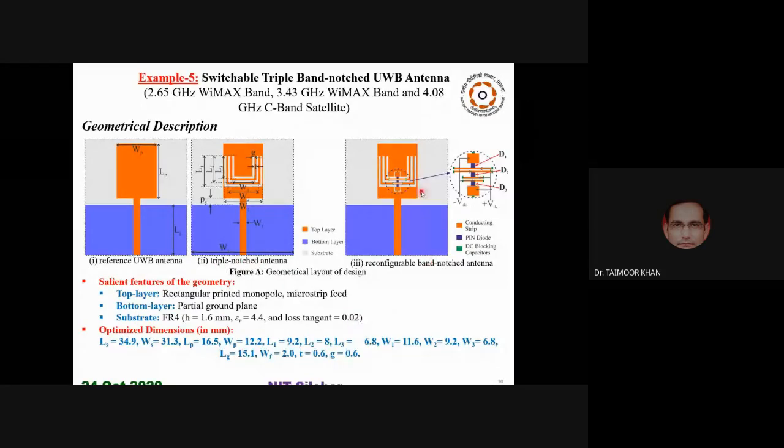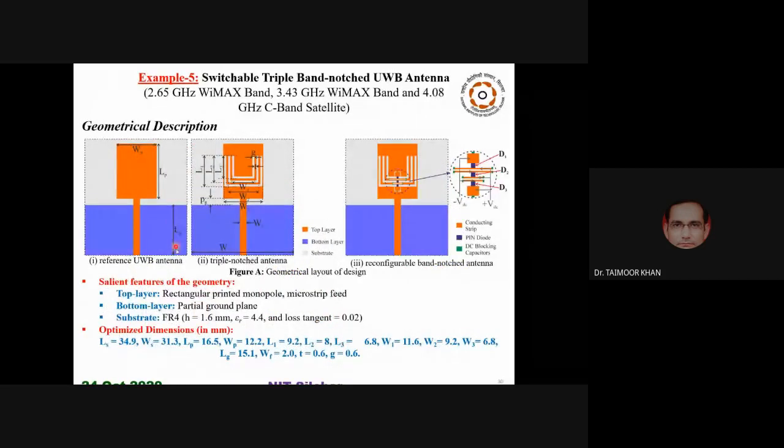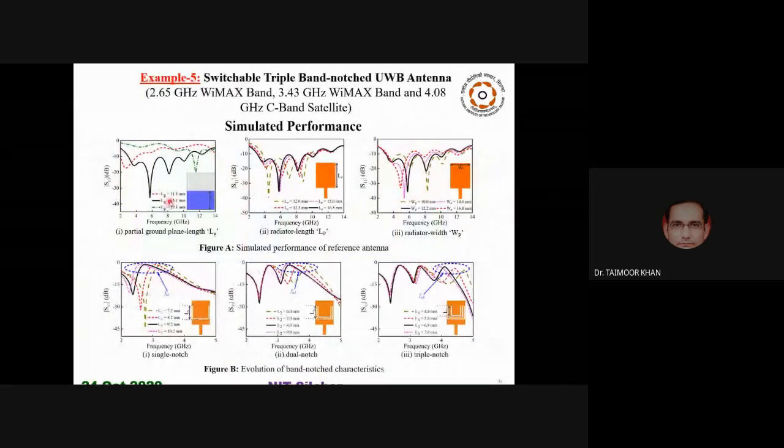Then ultimately, detailed descriptions of optimizing the dimensions and the biasing voltage I'm going to discuss here step by step, starting from the ground plane. This is the length of the ground plane. What is the performance change by changing the length of this ground plane? That is the first one.